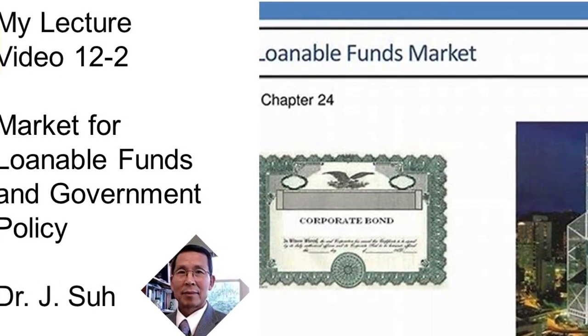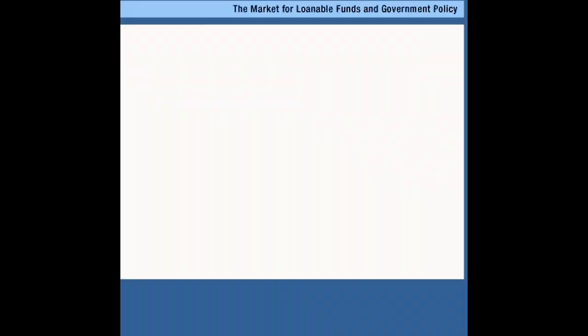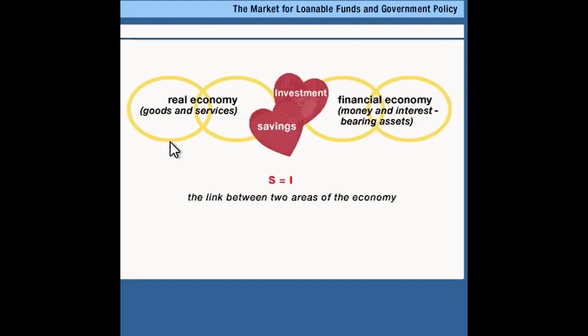By now you're wondering why we're spending so much time talking about savings and investment. Well, that's because it's at the very heart of the connection between the real economy of goods and services and the financial economy of money and interest-bearing assets. Let's go back and review the relationship one more time, because we've almost got a model together that's going to help us predict the interest rate and show us the connection between the interest rate and the real economy.